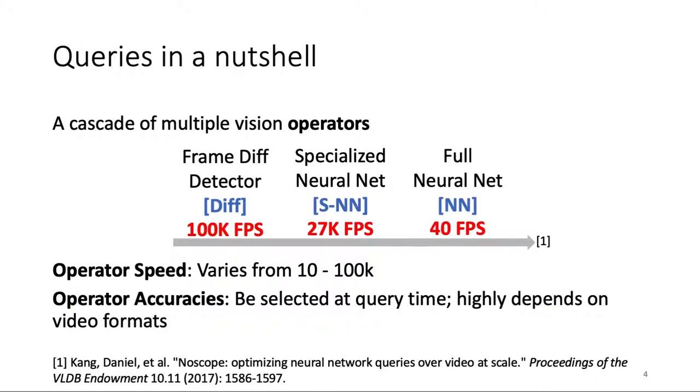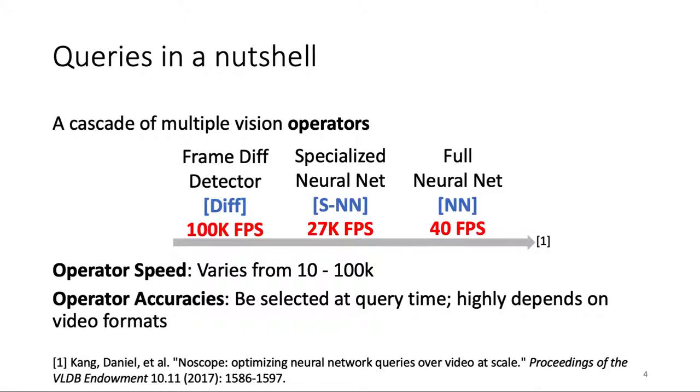So let's take a deeper look into what a query looks like. The query is usually composed of a cascade of multiple vision operators. This is a pipeline from prior work, NoScope. It has 3 stages. The frame difference detector can run at very high speed, 100k frames per second, to detect whether two nearby frames have differences.